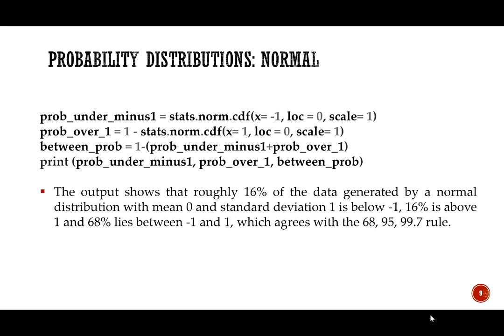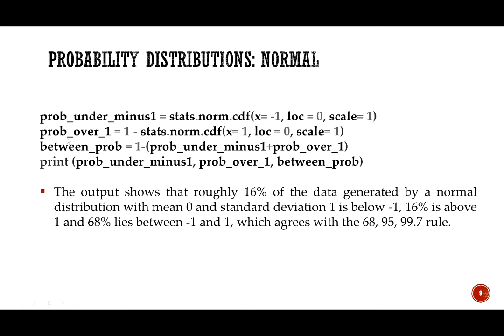So I define three variables. The first one, as you can see here, is probability under -1. So I call stats, the nickname for normal distribution, which is norm, and then I apply the CDF. The value is the probability of x less than or equal to -1. So x is equal to -1. And then we pass two parameters for our distribution. This is the standard normal distribution. So location is equal to 0 and the standard deviation is equal to 1.